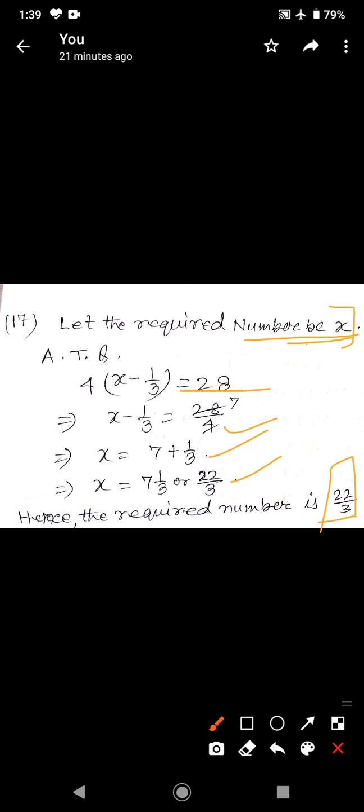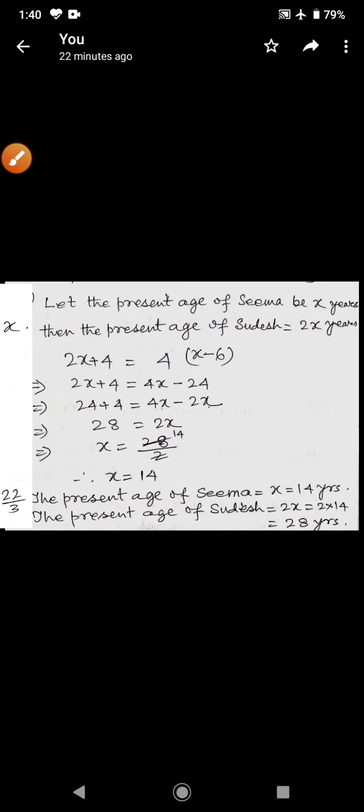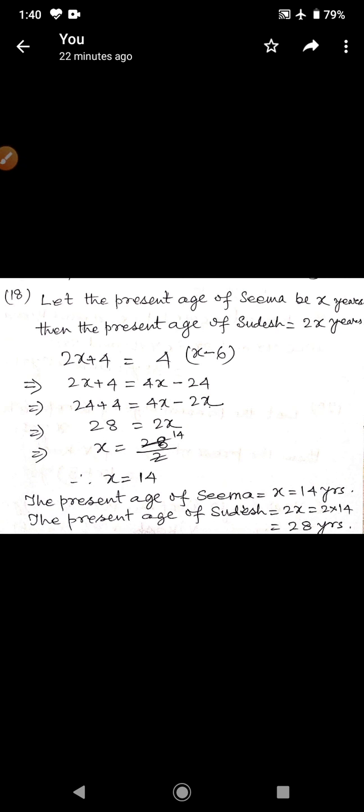Now question number 18. Sudesh is twice as old as Seema. If 6 years is subtracted from Seema's age and 4 years are added to Sudesh's age, Sudesh will be 4 times Seema's age. How old were they 3 years ago? Let the present age of Seema be x years, then the present age of Sudesh equal to 2x years.